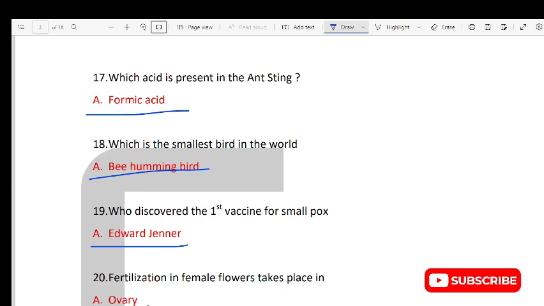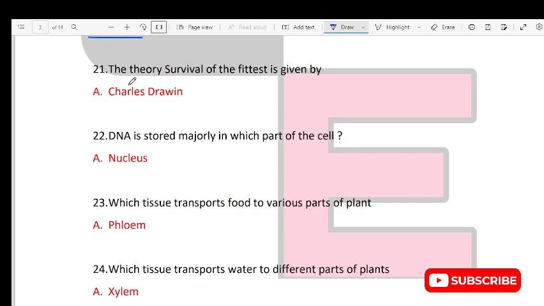Answer: ovary. Question number 21. The theory survival of the fittest is given by? Answer: Charles Darwin. 22. DNA is stored majorly in which part of the cell? Answer: nucleus. 23. Which tissue transports food to various parts of plant? Answer: phloem. 24. Which tissue transports water to different parts of plants? Answer: xylem.